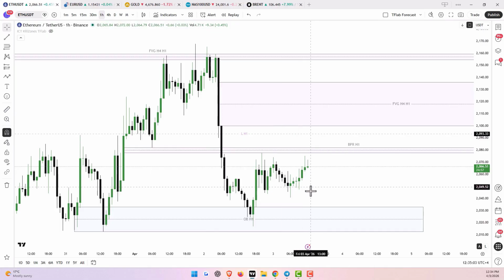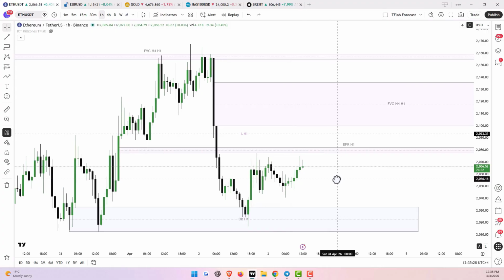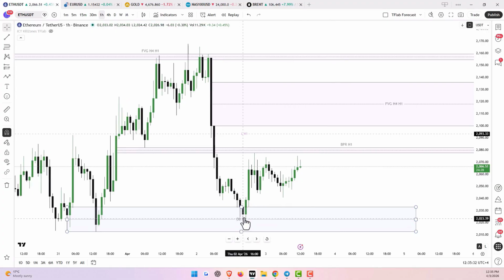We're now examining the 1-hour time frame. As we head into the weekend, and assuming there is not any major news, we can expect the price to likely fluctuate within the current range. After the recent drop to the 1-hour order block, the price rose to the 1-hour BPR range and then retreated from that level.